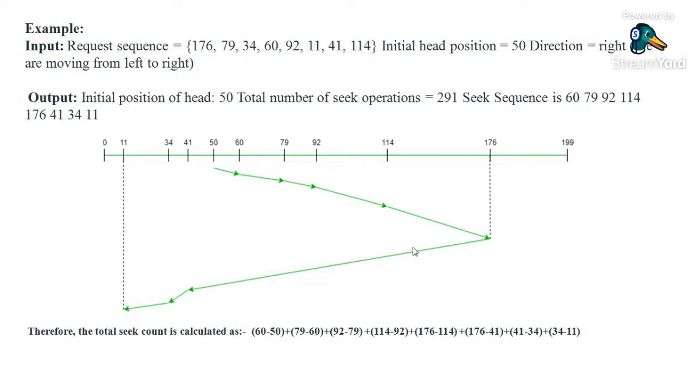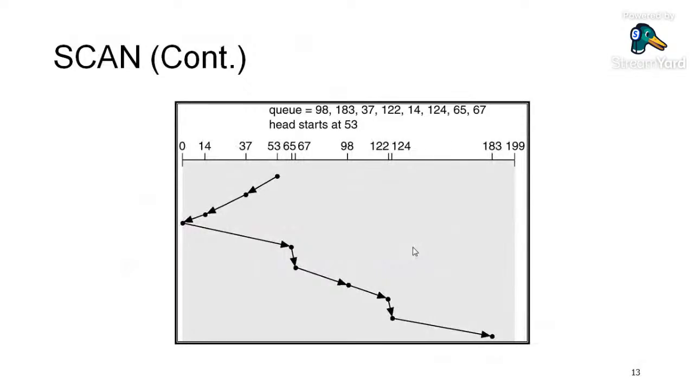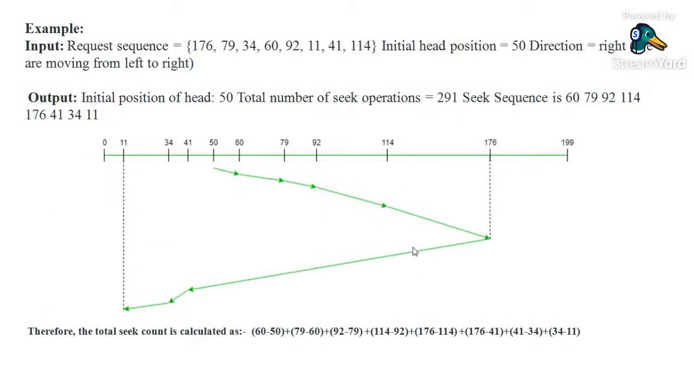So see the difference between the look algorithm and the circular scan algorithm. In the circular scan algorithm, we are touching both ends, whereas in the look algorithm, we are simply serving both end requests, and accordingly we calculate the total head movement or total seek time. That is the difference I told you. So accordingly, we have got 291 for this sequence.